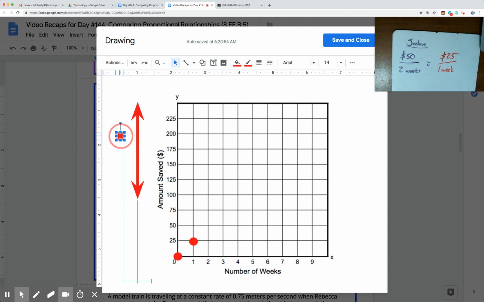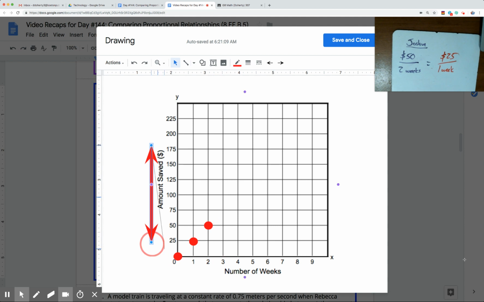I could say after 2 weeks, we know he's going to have made $50, and we start to see the trend here of a proportional relationship that starts at the origin, like every proportional relationship. And in this case, Joshua's getting $25 every 1 week.